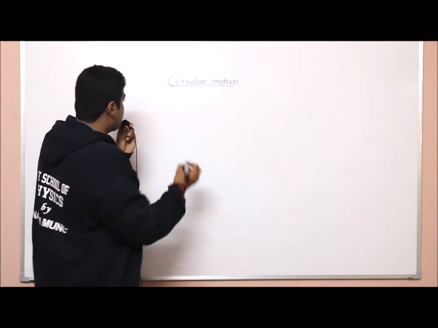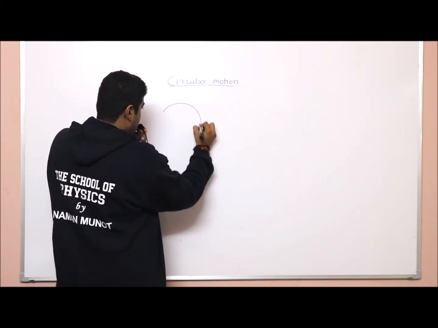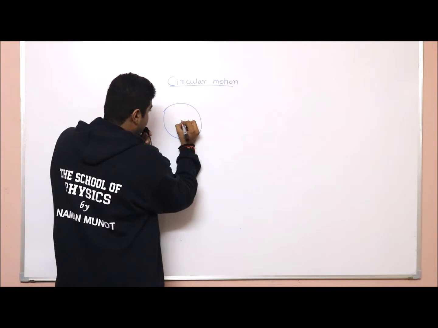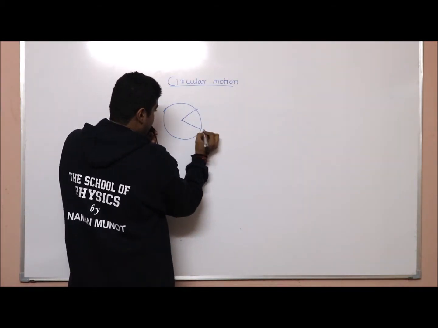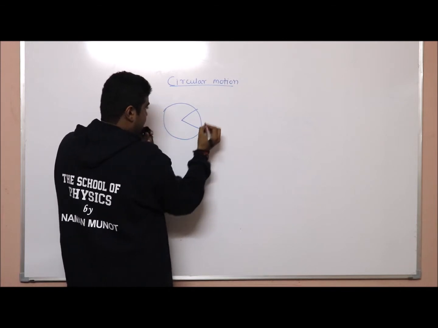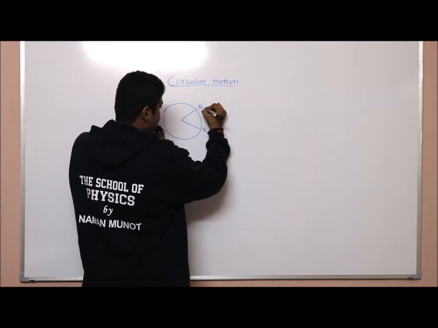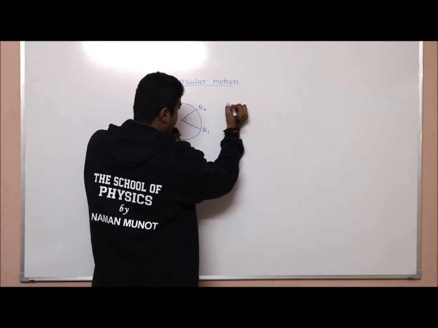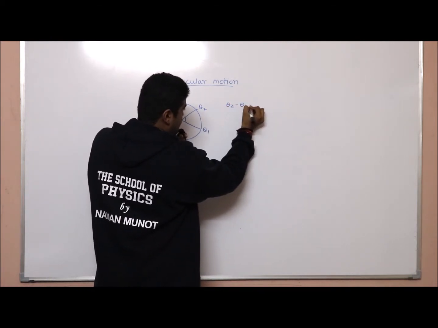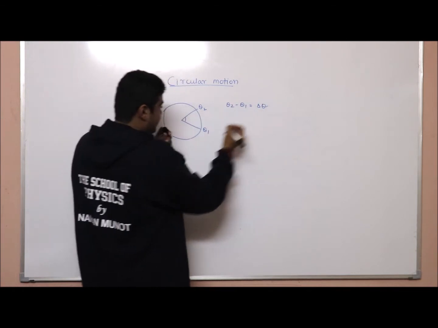Suppose I have a circle and here we have angle theta 1. Say we call this position angle theta 1. We call this position angle theta 2. So the difference theta 2 minus theta 1 is equal to delta theta.